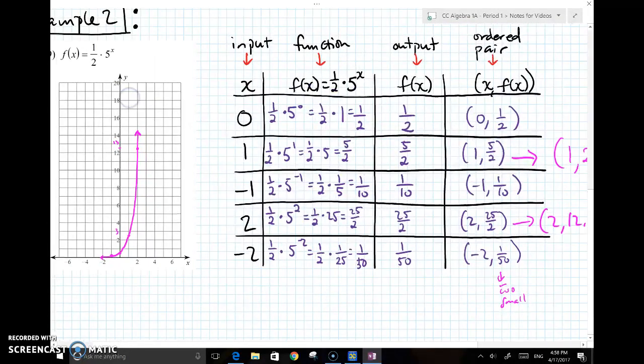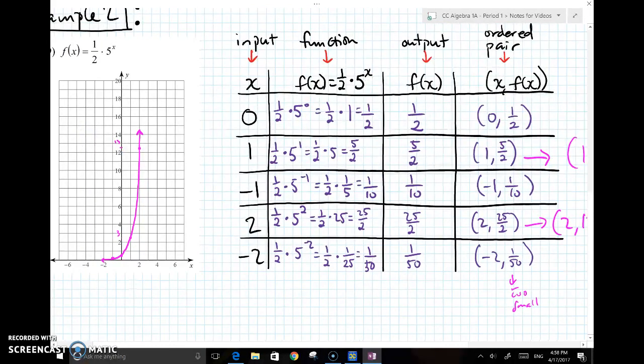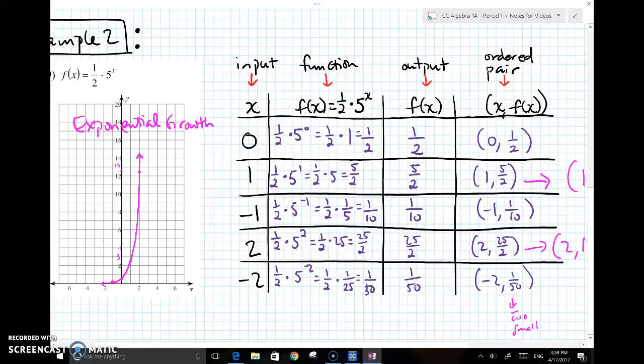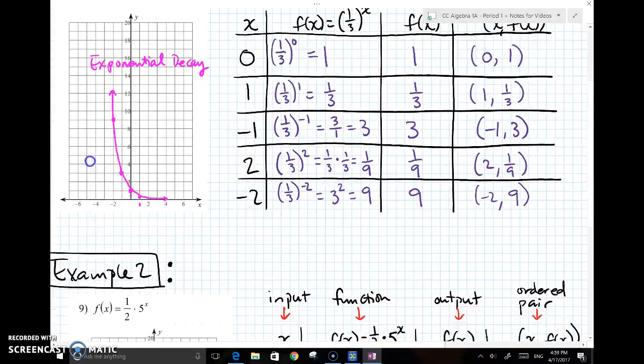And there you go. So this graph is increasing at a very steep rate, and because of that, this is called an exponential growth. Exponential growth, okay? Which is the opposite of an exponential decay. And you can see that the graphs indeed look different from each other. This is going up as you go left to right. This is going down as you go left to right.